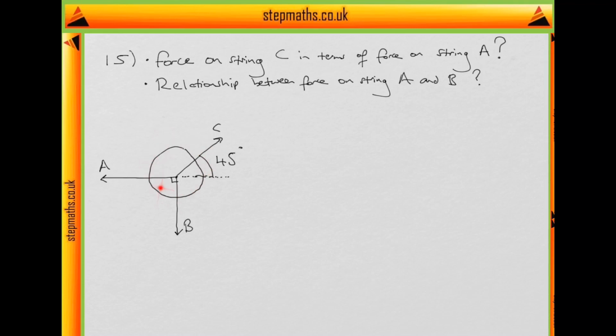We're given a ball lying on a table with 3 strings pulling on it, each exerting a force on it. We're asked to find the force on string C in terms of the force on string A, and to find a relationship between the force on string A and the force on string B. Now we're told that the ball does not move, which is hinted in the fact that it's a statics question.